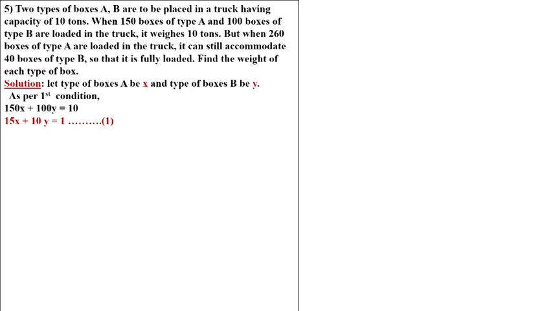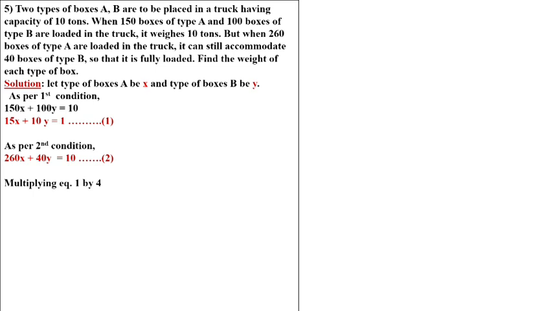In the second condition it is given there are 260 boxes of type A and 40 boxes of type B. So as per the second condition, 260x plus 40y equal to 10. That is our equation number 2. Now here what we can do is multiply the first equation by 4 to make 10y into 40y.